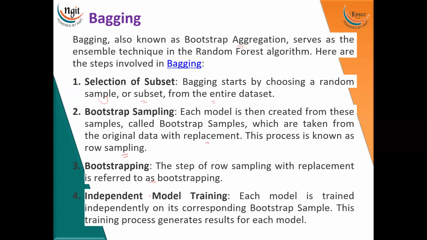And the fourth step is independent model training. Each model is trained independently on its corresponding bootstrap sample. We have divided the data into samples, so each model is trained on its sample. And this training process generates the results for each model.